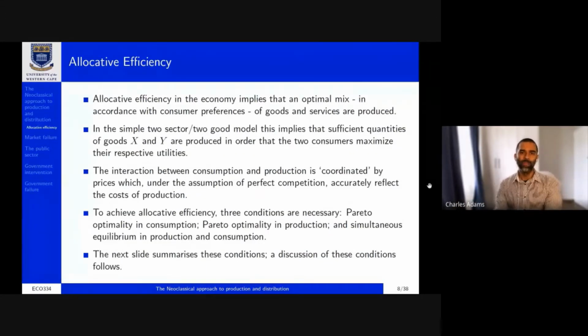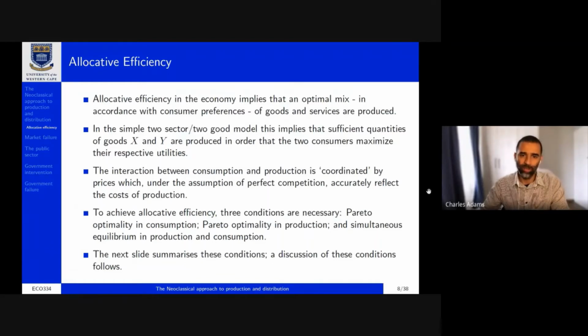Okay. So this slide talks a little bit more about allocative efficiency. In the economy, it implies that an optimal mix in accordance with consumer preferences of goods and services are produced. In our simple two-sector, two-good model, this means that sufficient quantities of X and Y are produced in order that consumers maximize their respective utilities. The interaction between consumption and production is coordinated by prices under the assumption of perfect competition, which means that the prices accurately reflect the cost of production.